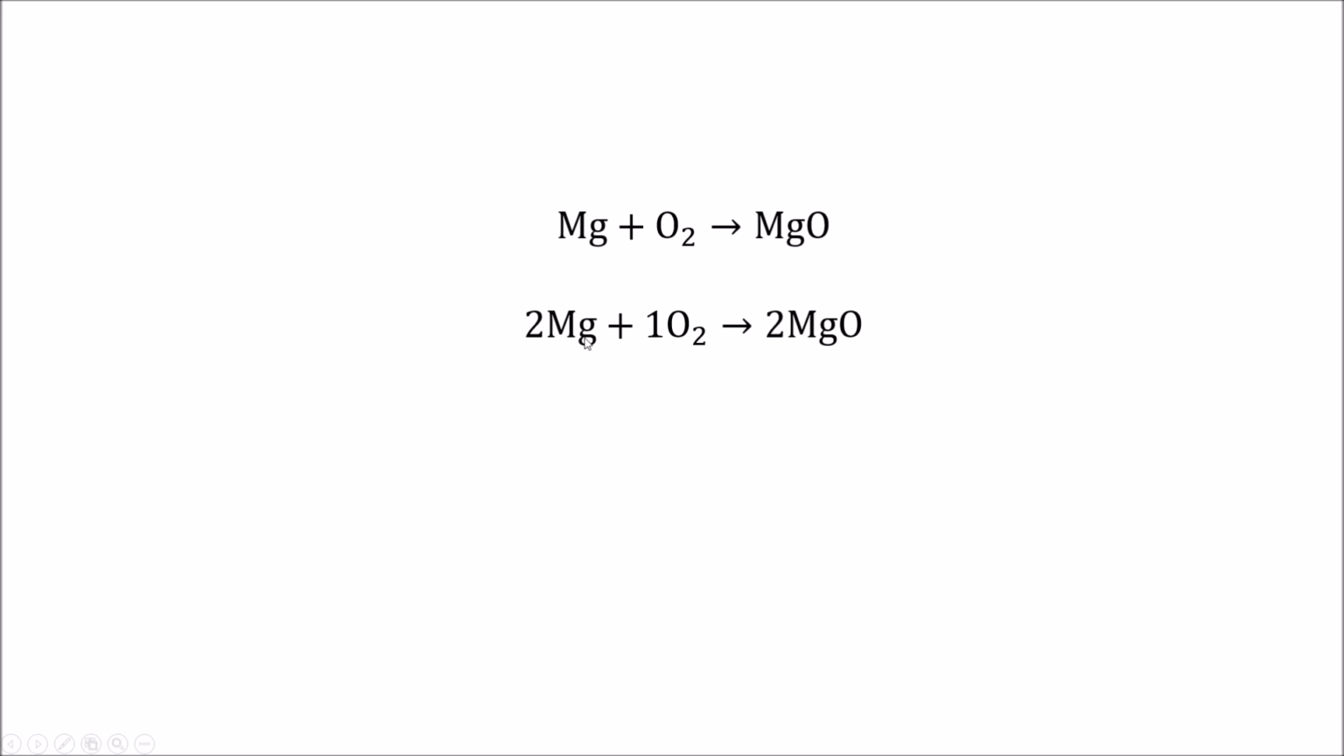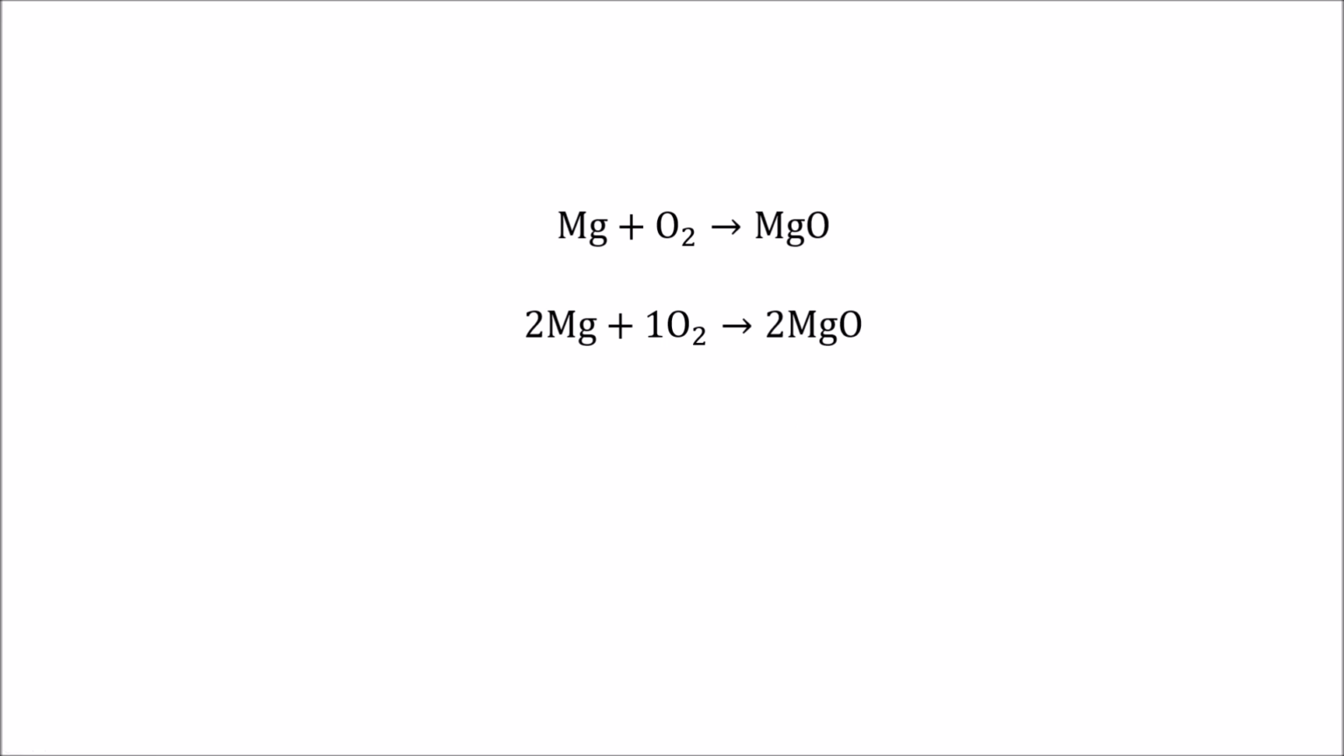So what I need to do is change these coefficients in front. The 1 is a lot of times not shown, but I'll show it here. And so now we have 2 magnesiums on the left, 2 magnesiums on the right. We've got 2 oxygens on the left, 1 oxygen molecule, meaning 2 oxygen atoms, and then you've got the 2 magnesium oxides, so you've got the 2 oxygens over here now too. So awesome how we can change these molar coefficients. Now we have a balanced chemical equation, and we can do some stoichiometry.